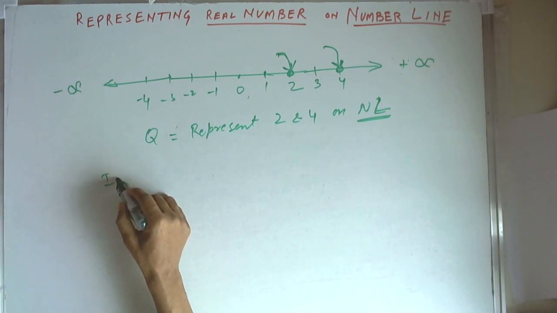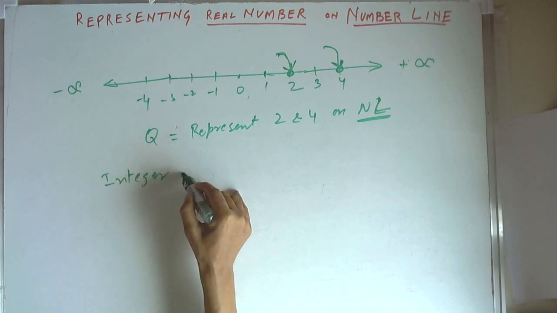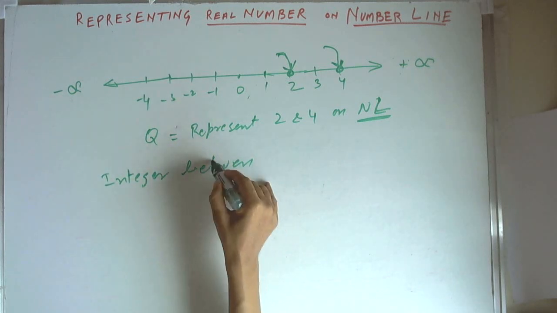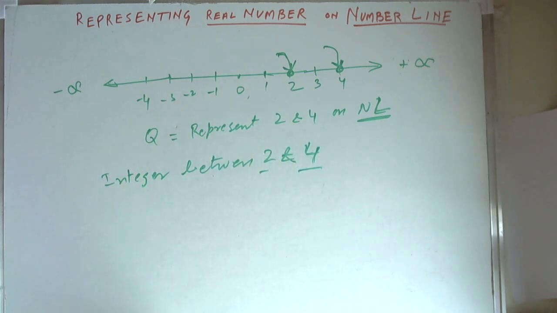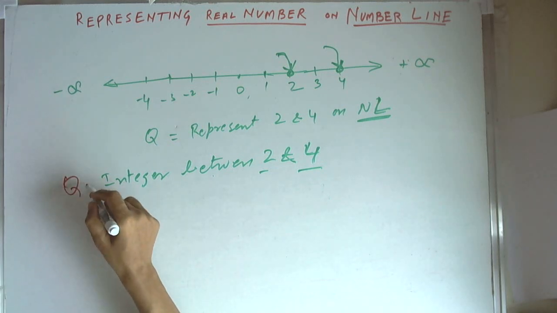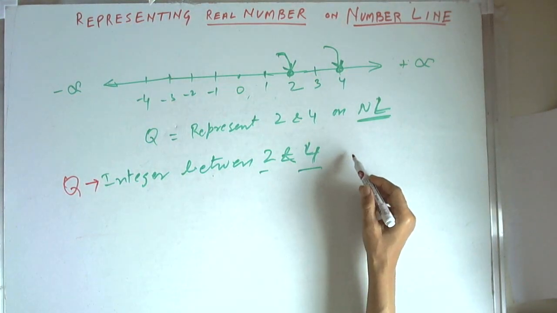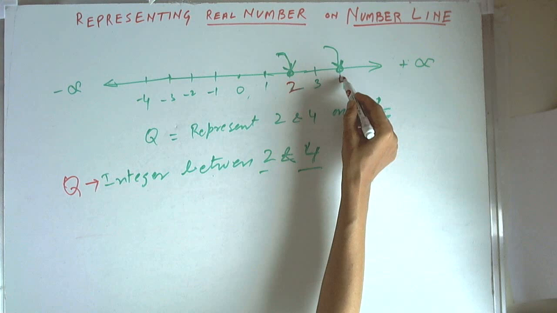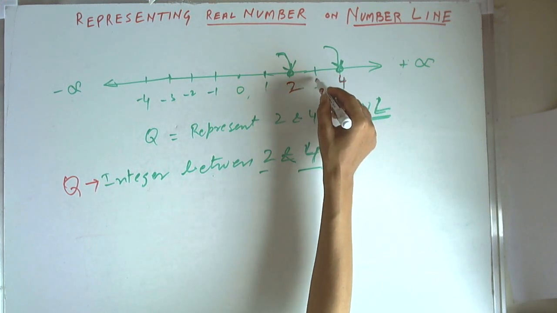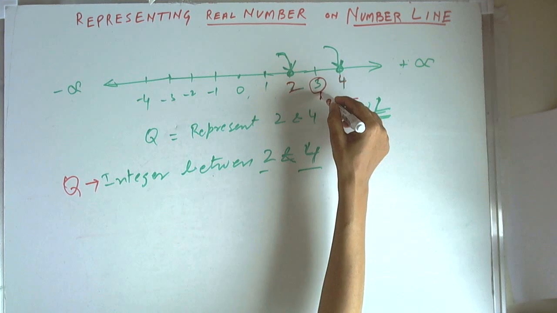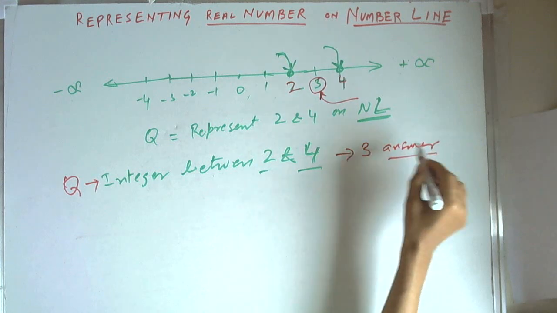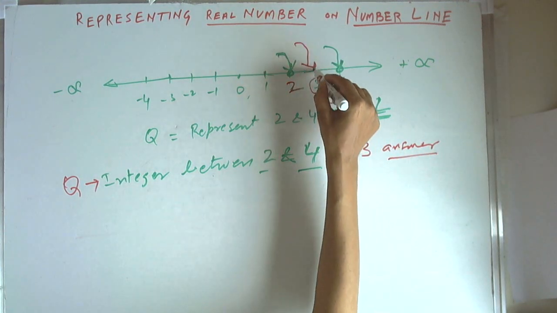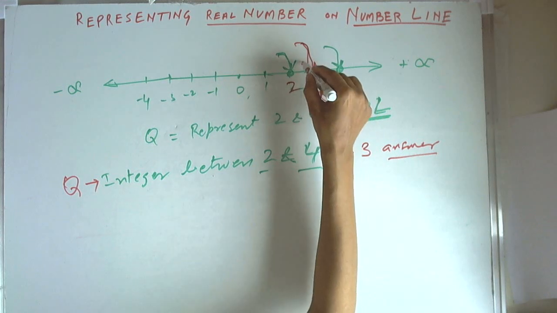And suppose the question is to find an integer between 2 and 4. If this is the question, then how will we do it? Again we represent on the number line, this is 2, this is 4, and in between is 3. So we say that 3 is the answer. And how do we represent it? We just represent it by highlighting and putting the point 3 here.